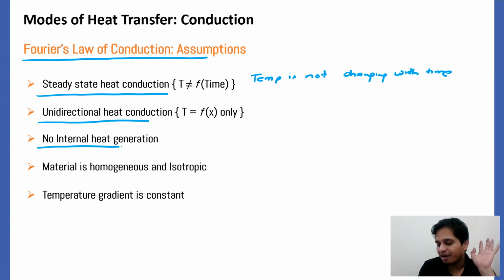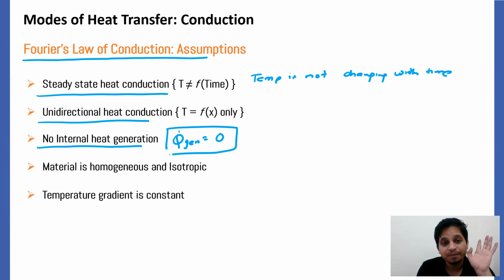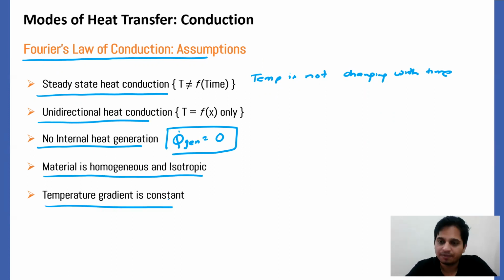Then no internal heat generation. There is no internal heat generation inside the body, no heat source inside the body. The material is homogeneous and isotropic, and temperature gradient is constant. That means thermal conductivity is constant also.